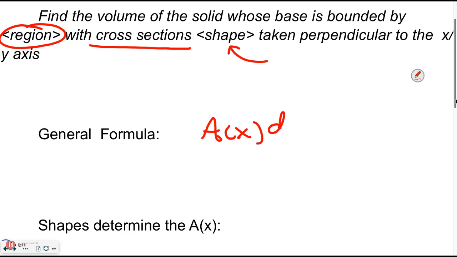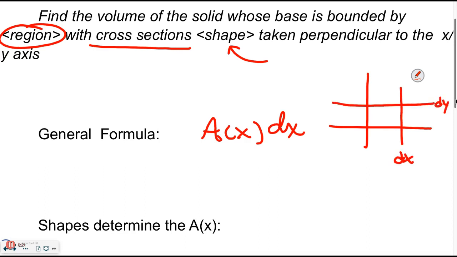The height for us is dx or dy. Again, if you're going perpendicular to the x-axis, the dx. If you're going perpendicular to the y-axis, the dy. We add them all up from A to B. This is the volume of one slice. This is the area of the face of the slice. Let's go take a look.